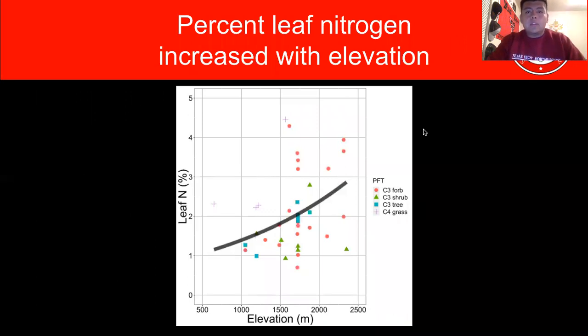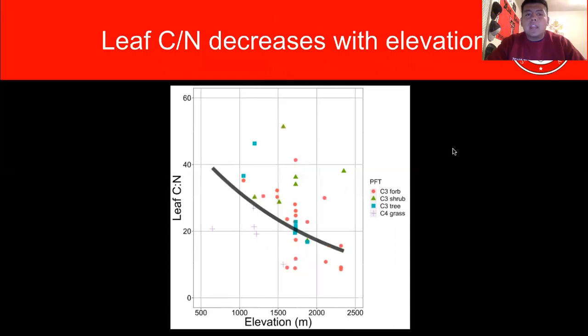And some of our results included that percent leaf nitrogen increased with elevation, and you can see that overall increase in our data. And the opposite was that leaf carbon nitrogen decreases with elevation. This is similar to the finding of leaf percent nitrogen because it's just the inverse, with the nitrogen being at the denominator of the ratio. So these two findings go hand in hand, and it was our defining result within this project.